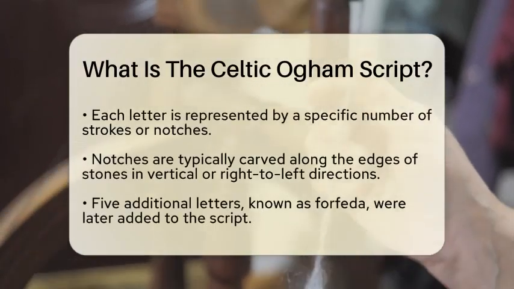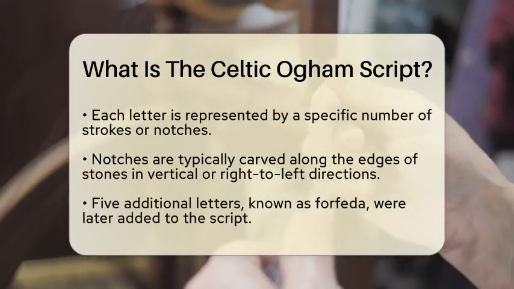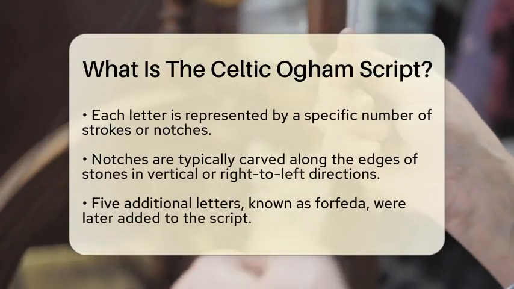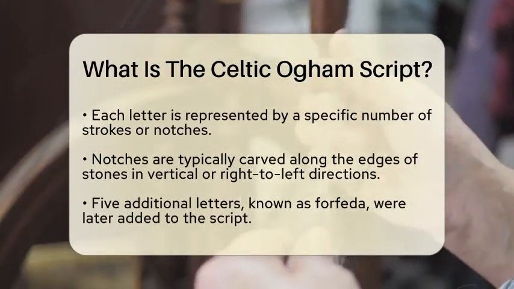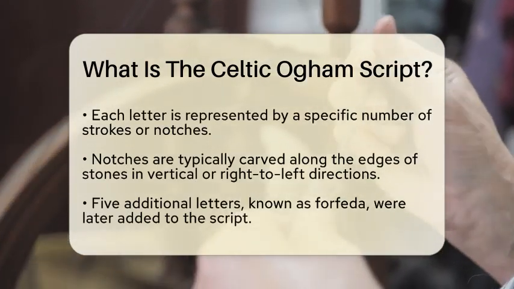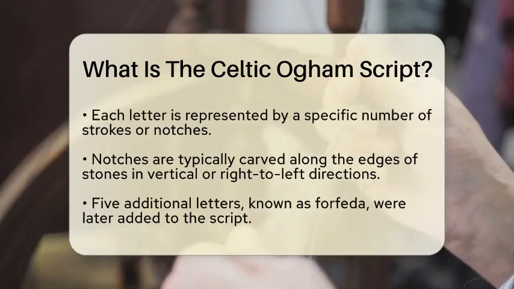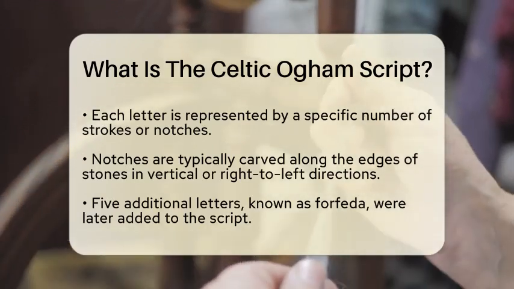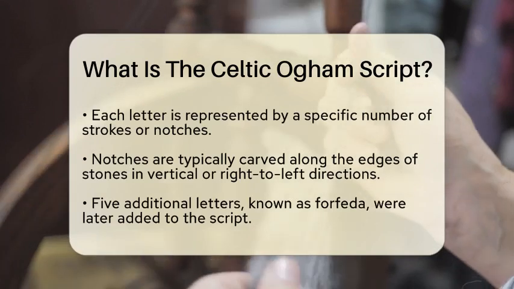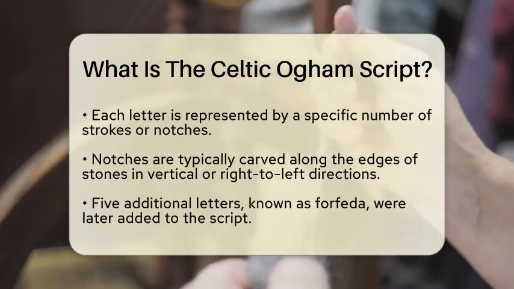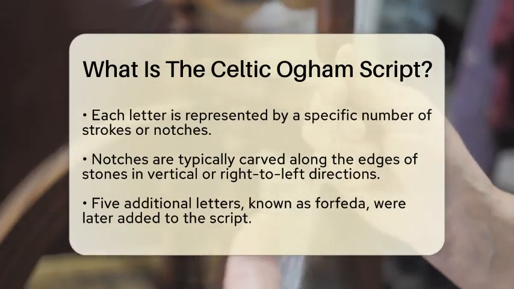The script consists of 20 letters, grouped into four sets of 5. Each letter is represented by a different number of strokes or notches. These notches were typically carved along the edges of stones, often in a vertical or right-to-left direction. Later on, 5 additional letters were added to the script, known as forfeda.